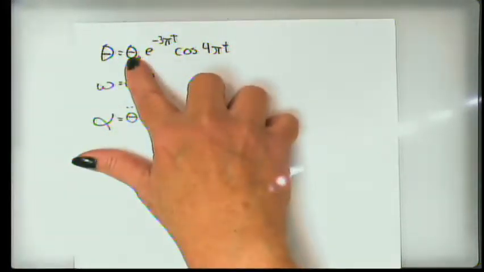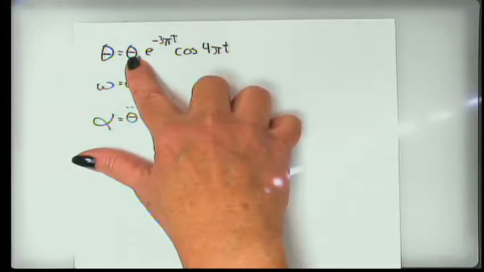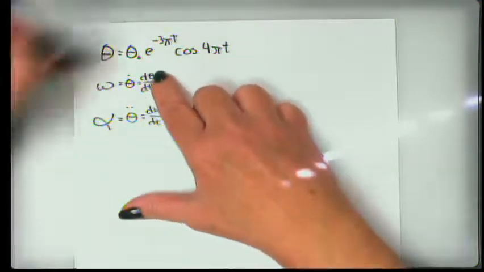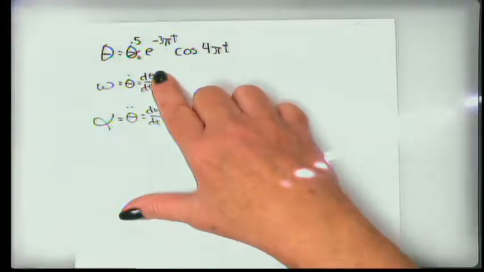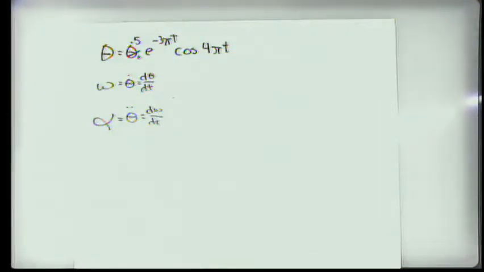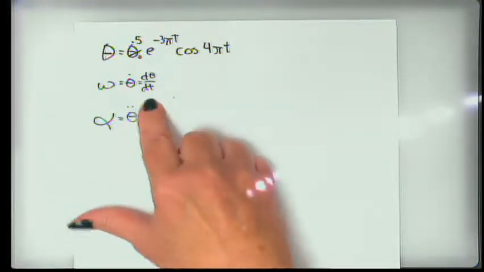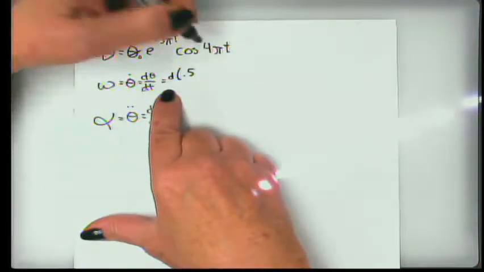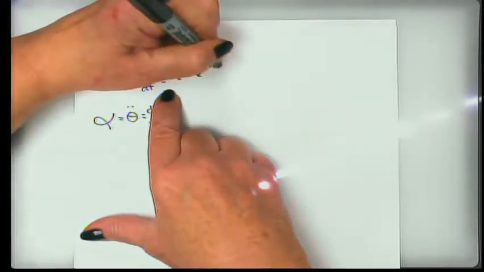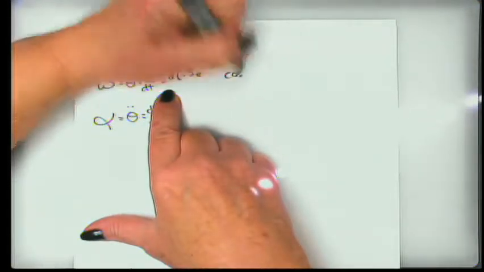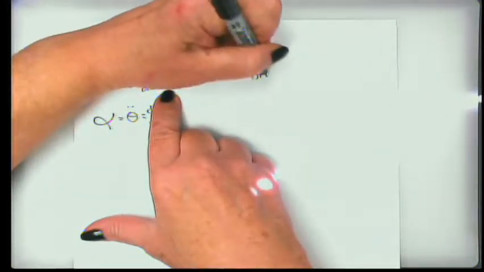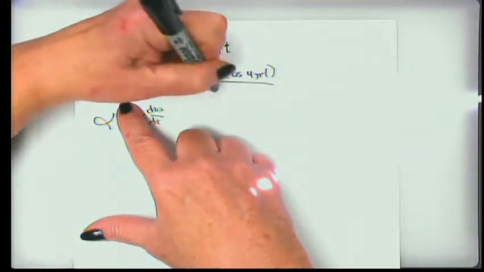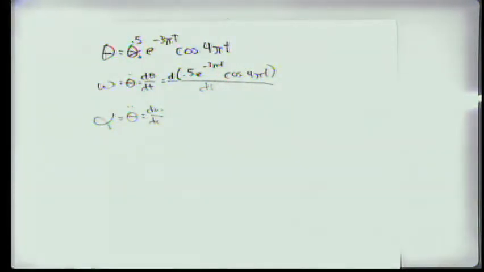So there we go. Now the other thing that we are told in this problem is that theta 0 is 0.5. So we can just substitute in 0.5 there just to simplify that expression a little bit. So in order to find omega, we're going to want to take the first derivative of that expression with respect to time. All right, and that is going to involve us using the chain rule, isn't it?